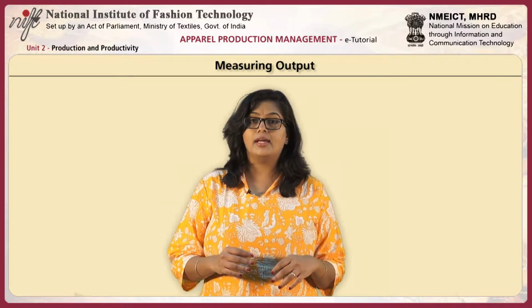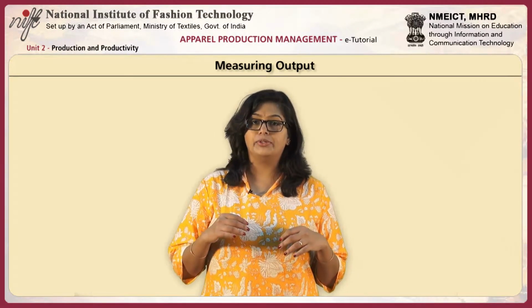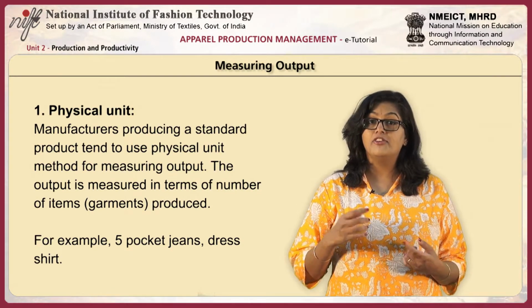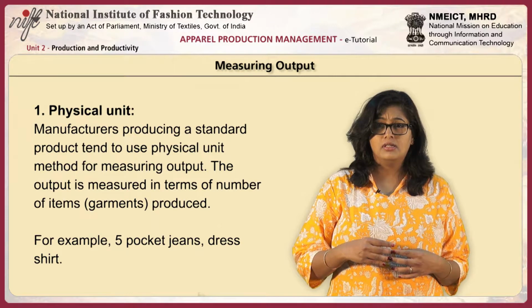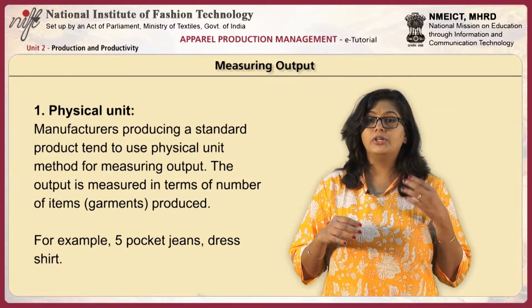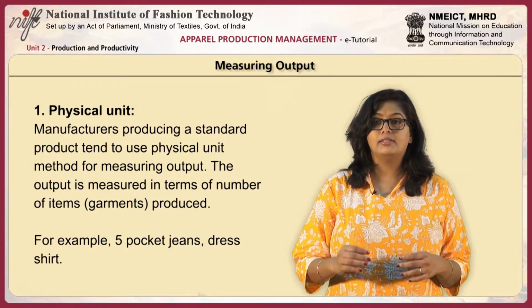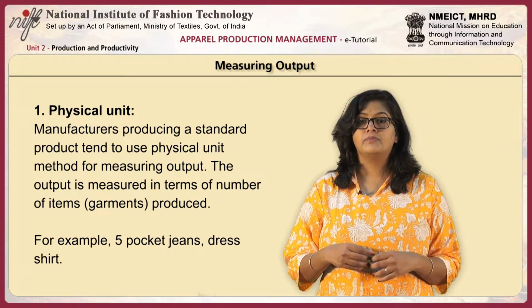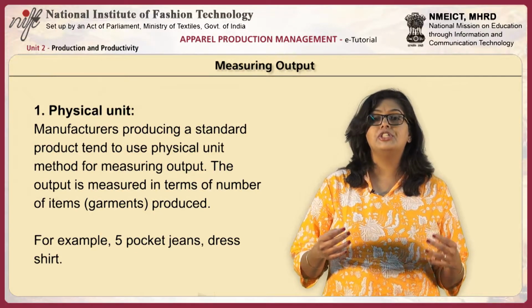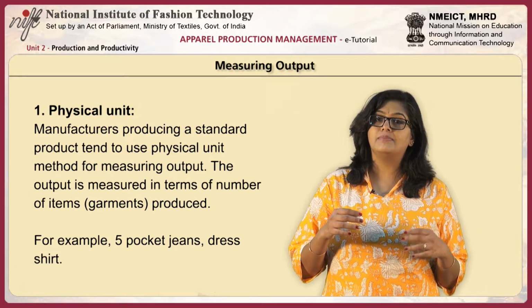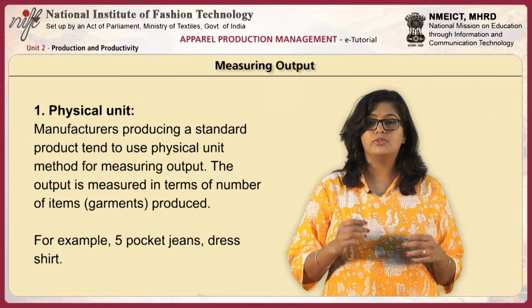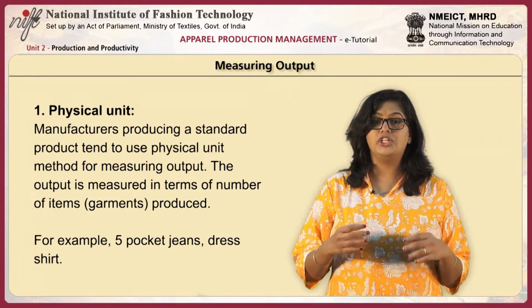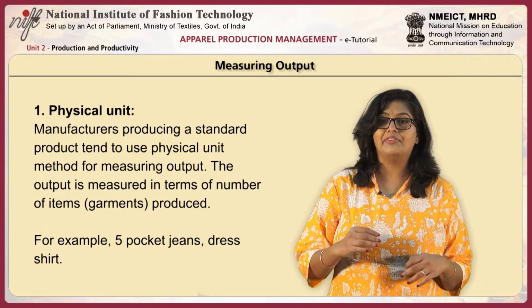Let us first try and understand how we measure output. Output may be measured as physical unit. Manufacturers producing a standard product tend to use physical unit method for measuring output. The output is measured in terms of number of items, maybe garments, produced. It could be an example of a 5-pocket jean or a dress shirt or any kind of garment.